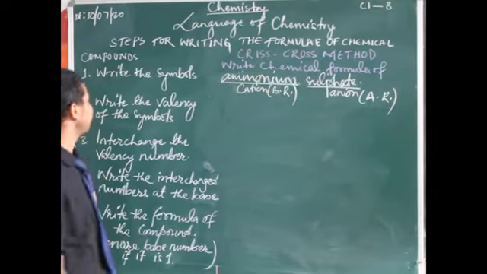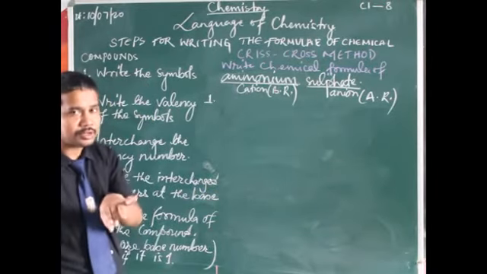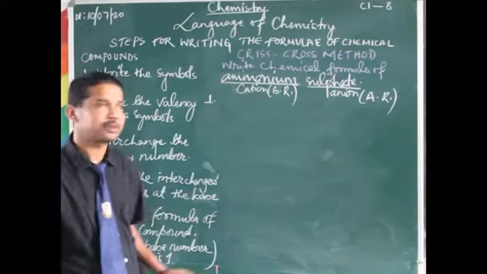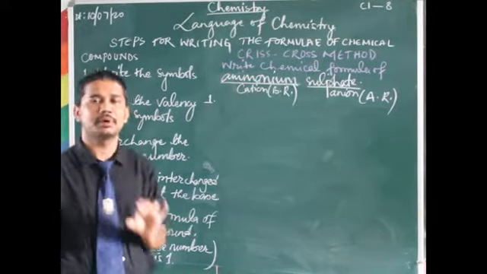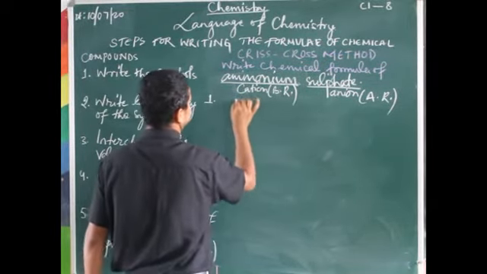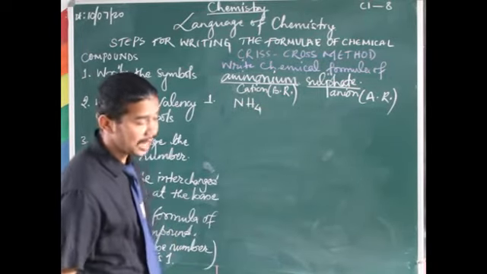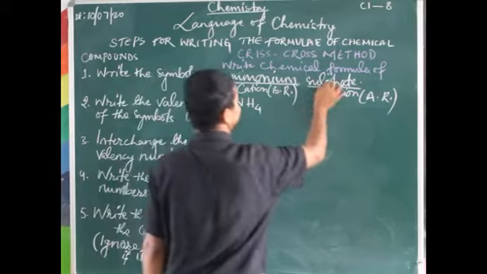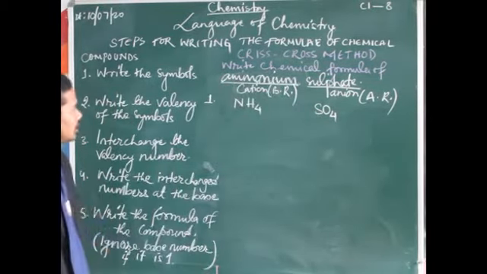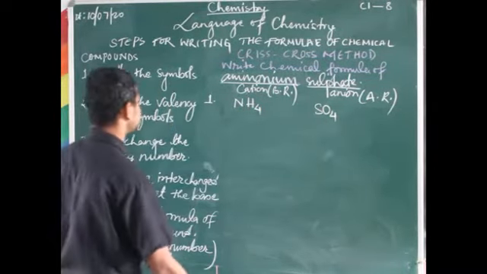Okay. Step number 1, you will be writing the symbols. If you have not learned them, go to tables 5.6 and 5.7, where you will get the symbols and the valencies. So the symbol for ammonium is NH4. This is a group of atoms. And for sulphate, SO4. This is also a group of atoms. So these radicals are groups of atoms carrying a charge.